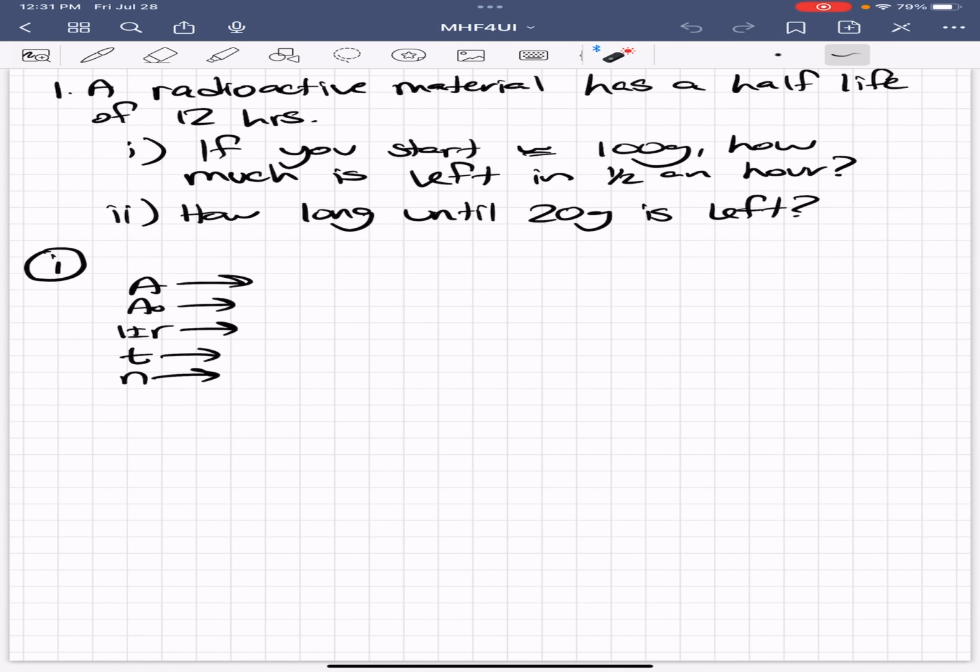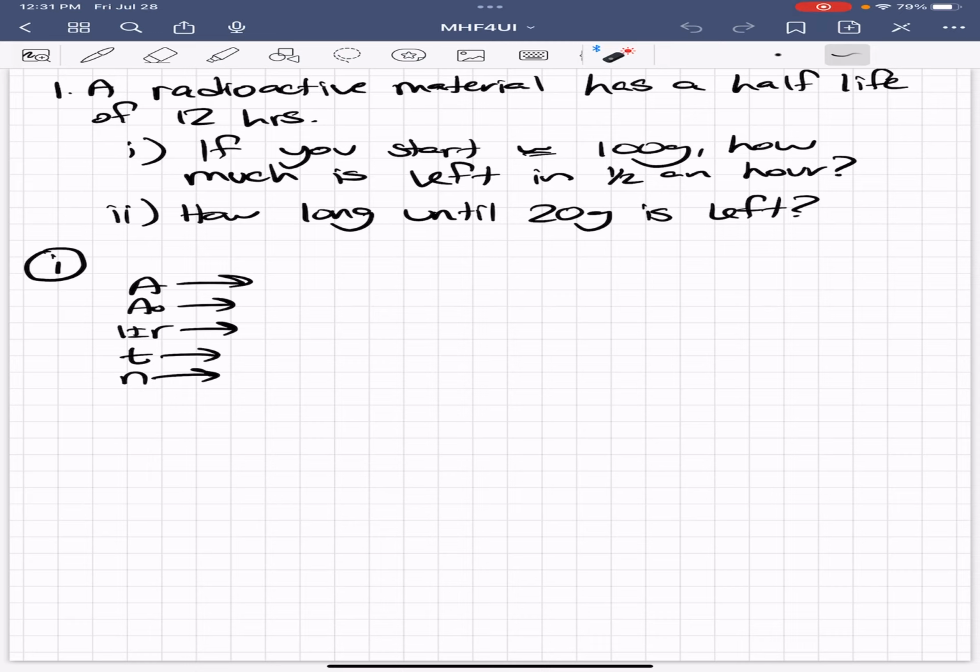So, let's begin. A radioactive material has a half-life of 12 hours. We have two questions here. Most of them are two-parters. If you start with 100 grams, how much is left in half an hour? And question 2 is how long until 20 grams is left?